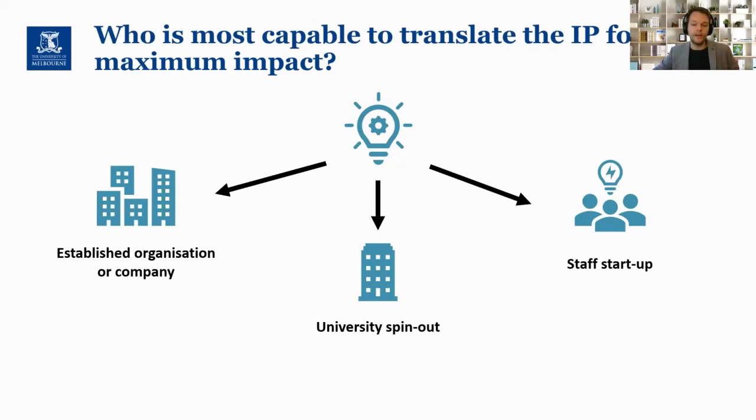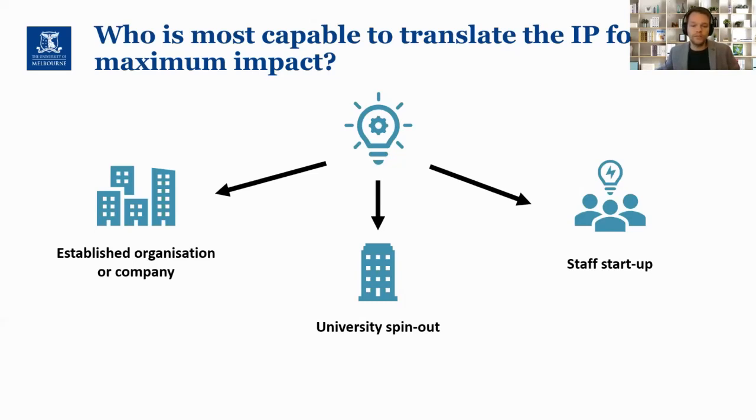The other 2 are really the university spinout, which is a new company established by the university that is at least partially owned and controlled by the university in order to translate the IP. And the second one is the staff startup, which is a new company founded and run by the researchers to translate their IP. Researchers at the University of Melbourne can learn more about this at TRAM, the Translating Research at Melbourne team. They have a new program starting soon, the TRAM track.